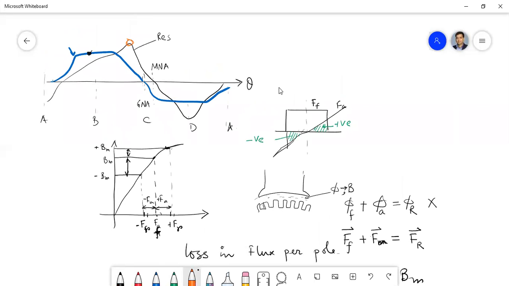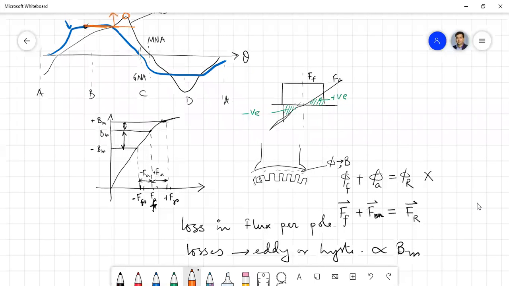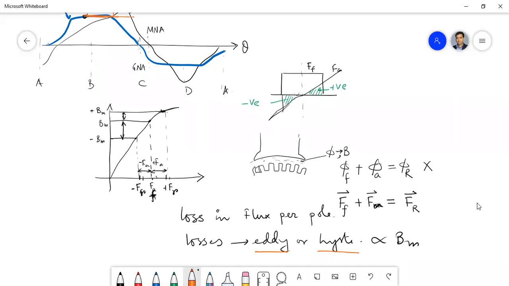Previously our maximum flux density was this. Now it has raised to this value. Therefore this loss will be increased. So this eddy current loss and hysteresis loss will be increased, and the loss in overall flux per pole, this value, will be reduced, but the losses, rather the iron losses, will be increased. Is it clear?